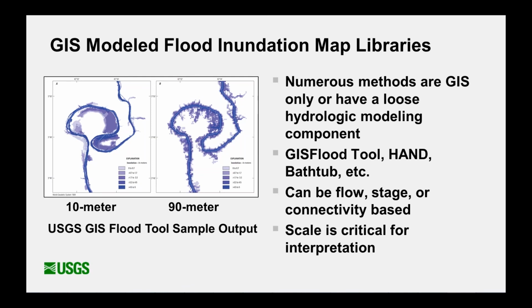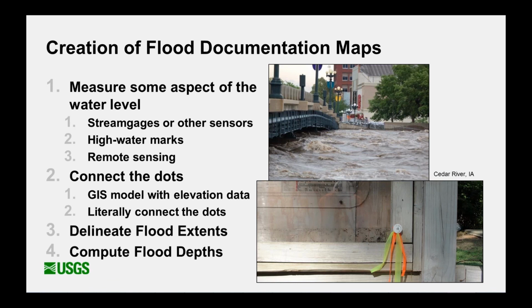The last type of maps I'm going to talk about are flood documentation style maps. And these really depict, I mentioned the one defined situation. Instead of that situation being a hypothetical situation, this is showing what actually happened during one event or one moment when it comes to remote sensing. And there's a couple ways to put these together. Generally speaking, we just connect the dots with a GIS model and use elevation data to define that piece.